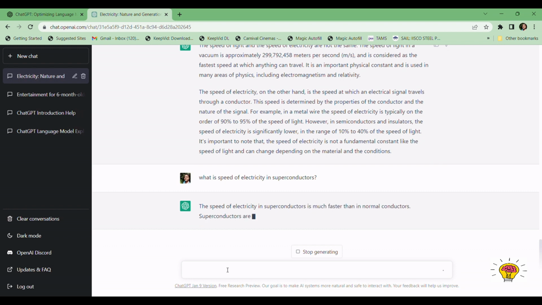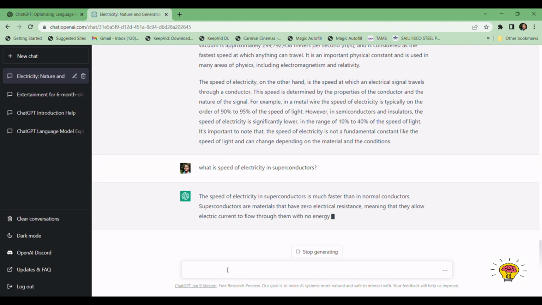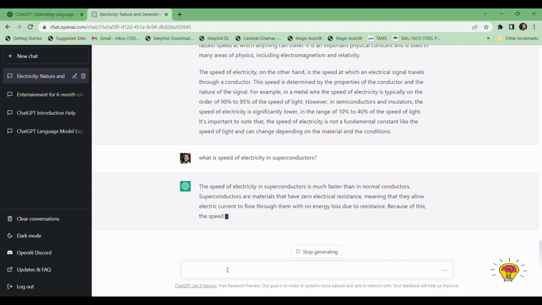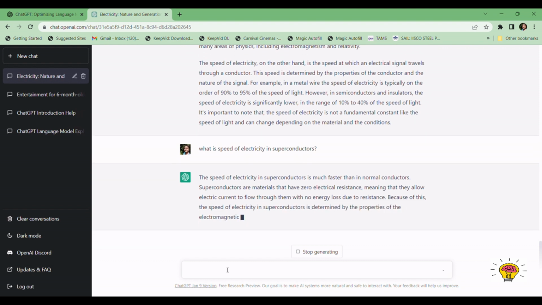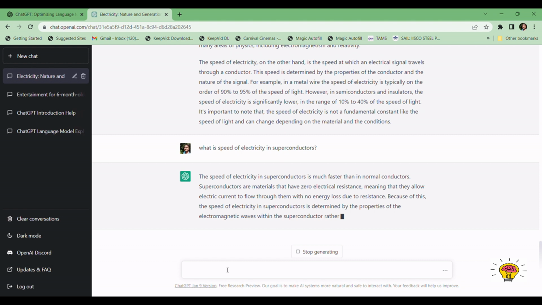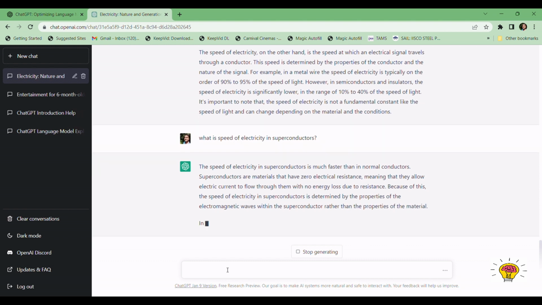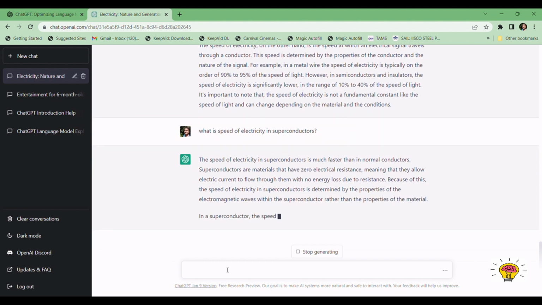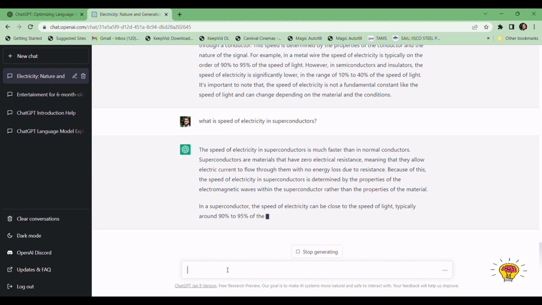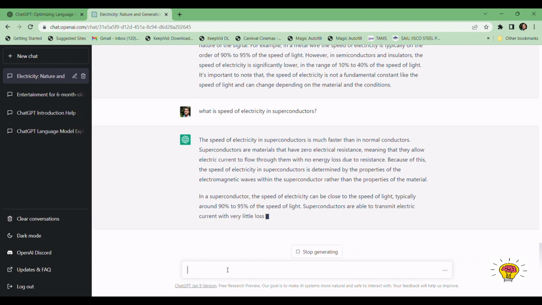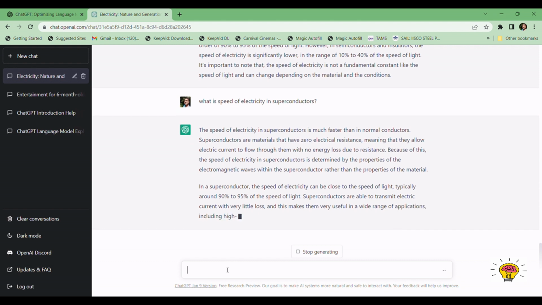The speed of electricity in superconductors is much faster than in normal conductors. Superconductors are materials that have zero electrical resistance, meaning that they allow electrical current to flow through them with no energy loss due to resistance. Because of this, the speed of electricity in a superconductor is determined by the properties of electromagnetic waves within the superconductor rather than the properties of the material. In a superconductor, the speed of electricity can be close to the speed of light, typically around 90% to 95% of the speed of light.